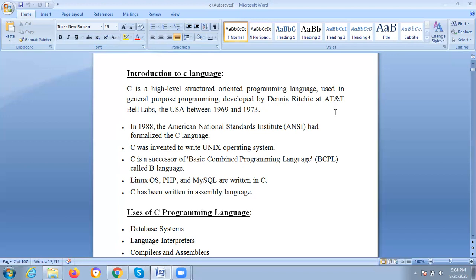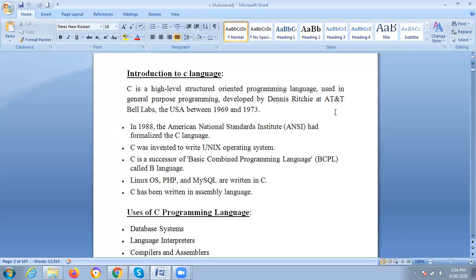And C was invented to write the Unix operating system. In 1988, ANSI standardized the C language. And C is nothing but the successor of BCPL. BCPL means Basic Combined Programming Language. It is called B language. So examples of C language are nothing but the Linux operating system, PHP, PHP meaning Hypertext Preprocessor, and MySQL. These are the programs which are written in C. And C is closely related to assembly language.